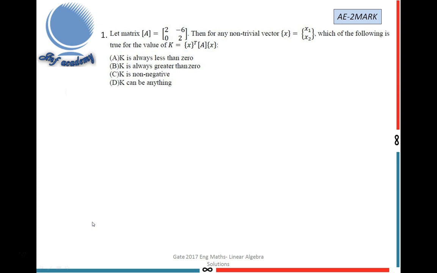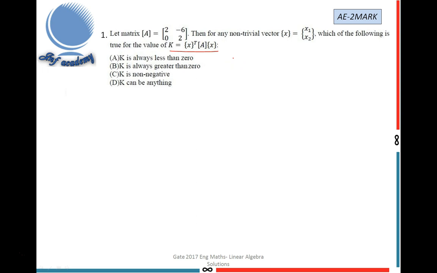Now let's move on to the problem. The first problem: let A equal to a given 2 by 2 matrix. Then for any non-trivial vector x equal to x1 x2, which of the following is true for the value of k equal to x transpose A x? This question is from the AE department.